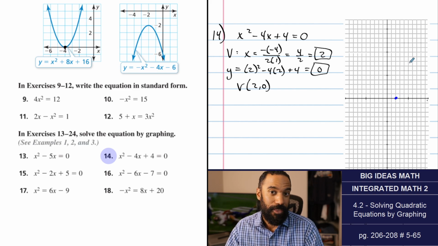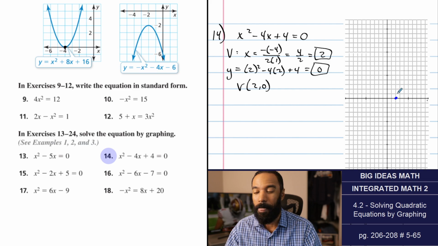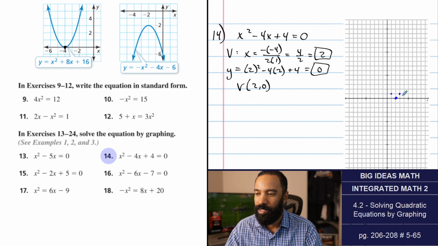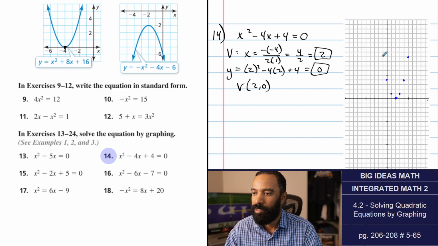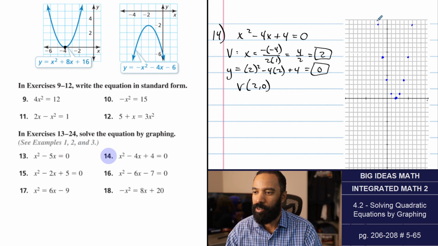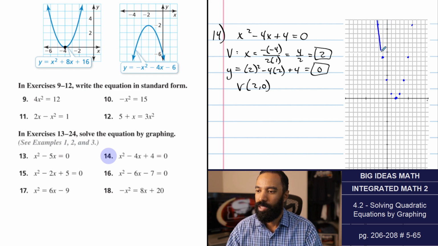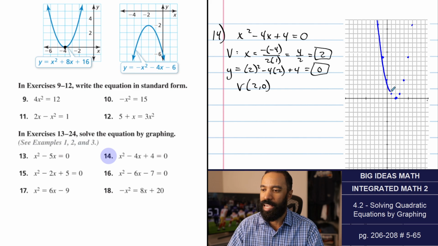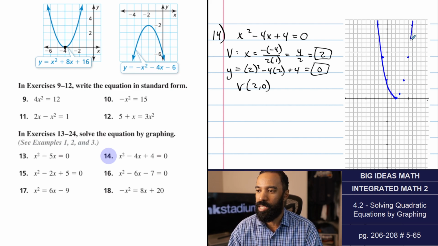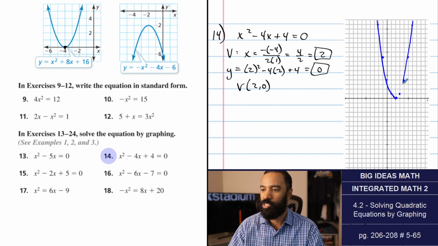Now, I technically don't need the rest of the graph. I found it, but they said solve by graphing, which means give us a graph. So this was going to hit 1, 1, 2, 4, 3, 9, and 4, 16. When I say that, I mean how far away they go from the vertex. And there's the graph, and it's only hitting the x-axis once at x equals 2. X equals 2 is the one and only solution to this equation.